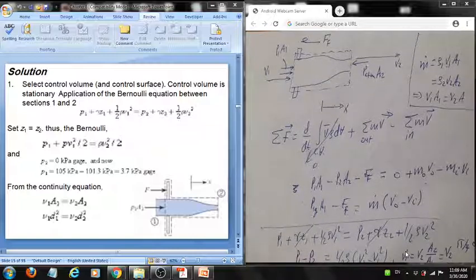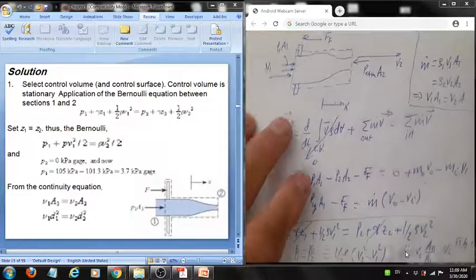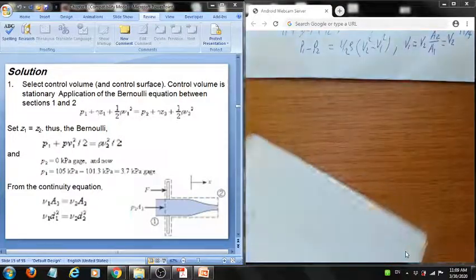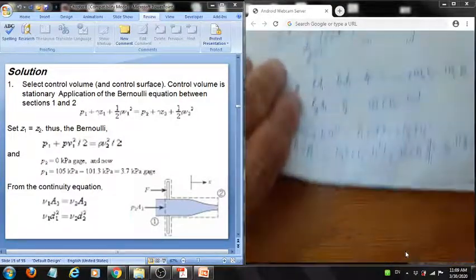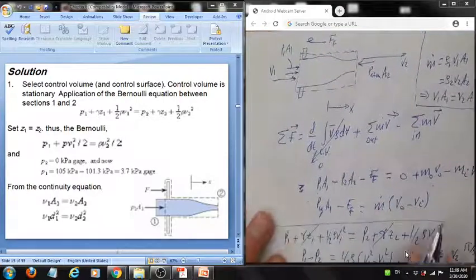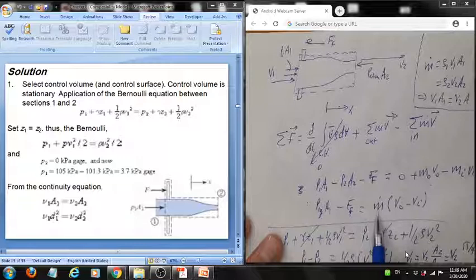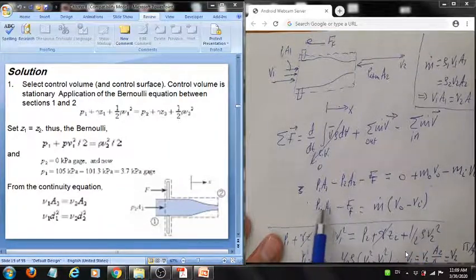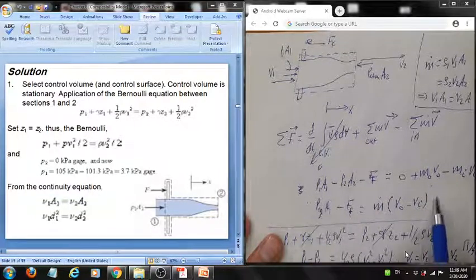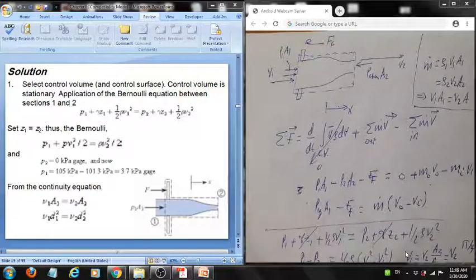Guys, when we apply this equation, let's go back to the other page, we have to recognize that when we use meter per second and kilogram per second, this will give us a Newton. But if we use here kilopascal for the pressure, it will give us kilonewton. So either we divide by 1,000 or multiply this by 1,000 to make the units consistent. Okay.